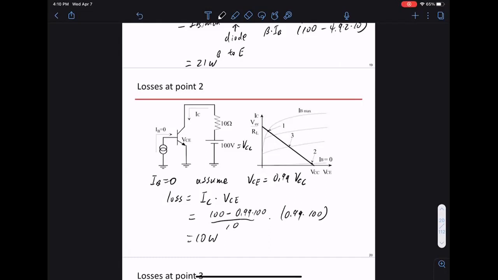So if the transistor is open, it doesn't mean there's no power flow. There's some power, because it's not a perfect open circuit. But the power is fairly low.